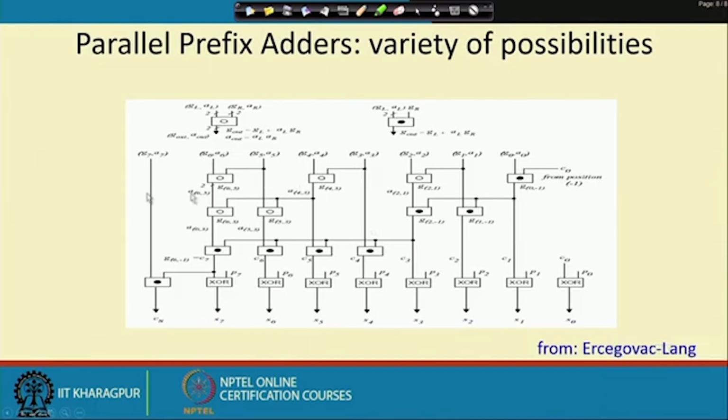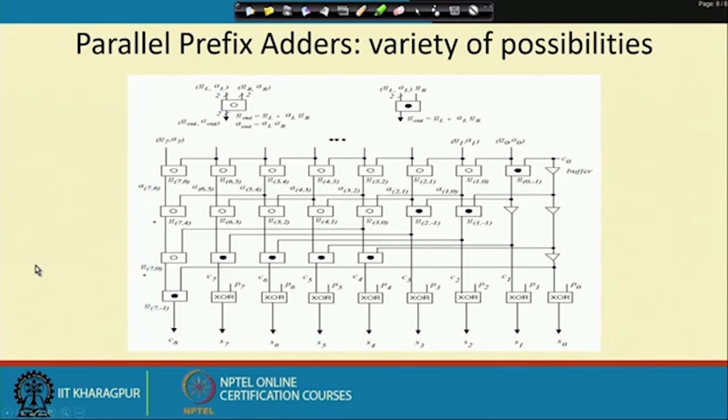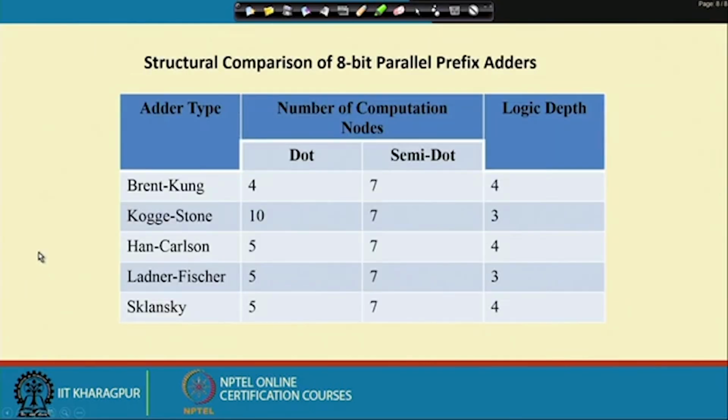We have already seen this. So, if we see what the differences are in these adder designs, consider the 8-bit parallel prefix adder with different adder architectures. The number of dots means black circles, and semi dots means gray circles, and the requirement along with the logic depth for the 8-bit parallel prefix adder, for Brent-Kung, the dots are 4, semi dots are 7 and the logic depth is 4.